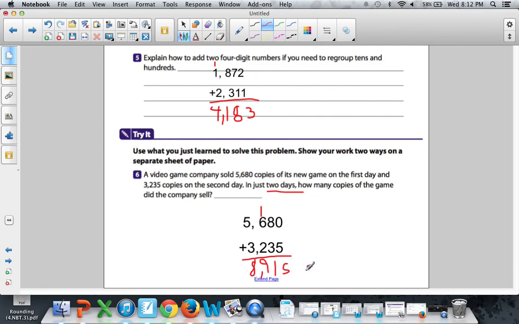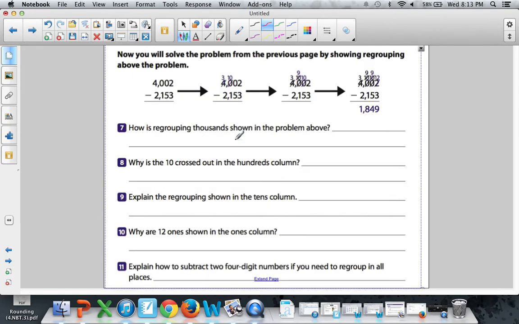8,915. And if you want to be 100% right, if it's a word problem, you should have a word answer. So it's not just 8,915, it's 8,915 copies. Alright, let's look at the last area I think I asked you to do tonight. They show you the steps in a subtraction problem with regrouping. How is regrouping thousands shown in the problem above?